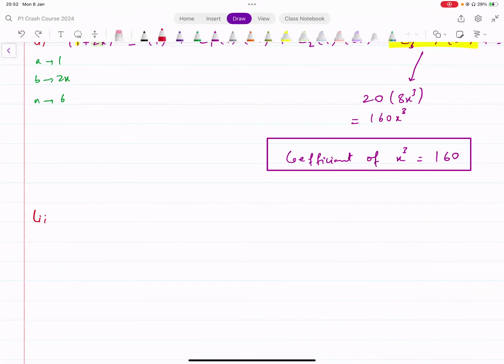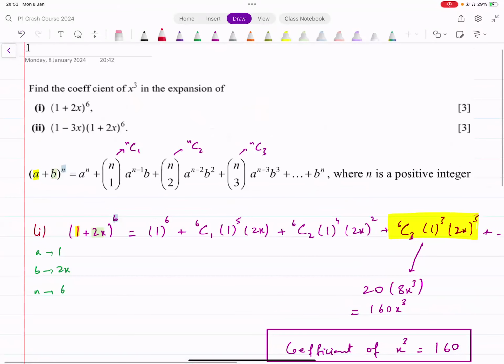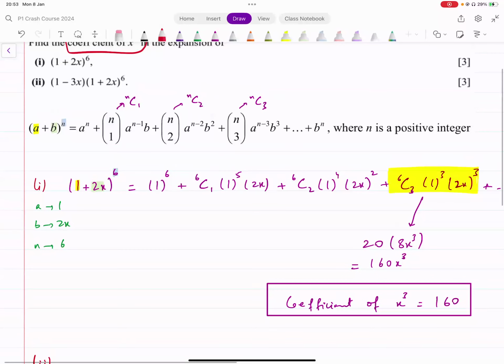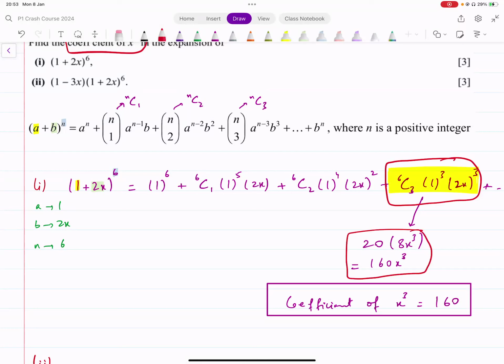Okay, let's look at the second part. So look at the question carefully, what they're asking about. They were asking about the coefficient of x cube. And we have found the coefficient of x cube. Writing this is necessary. Then simplifying this is necessary. These are the important steps. The rest is not required. Okay.